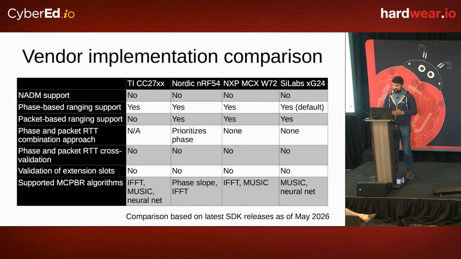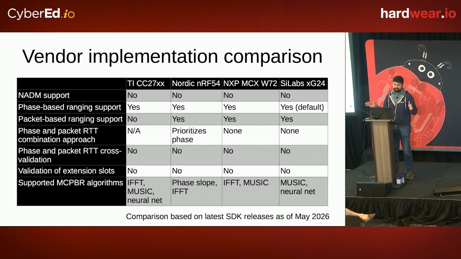For the Nordic SDK, when both measurements are available, it just returns the phase-based ranging number. For the Silicon Labs SDK, it defaults to just enabling phase-based ranging. It doesn't enable packet-based ranging by default, or it doesn't prioritize that. For NXP's SDK, they return both numbers. The SDK presents both as equally valid, but users will generally just use the phase-based ranging number because that's the only one that's reasonably precise.